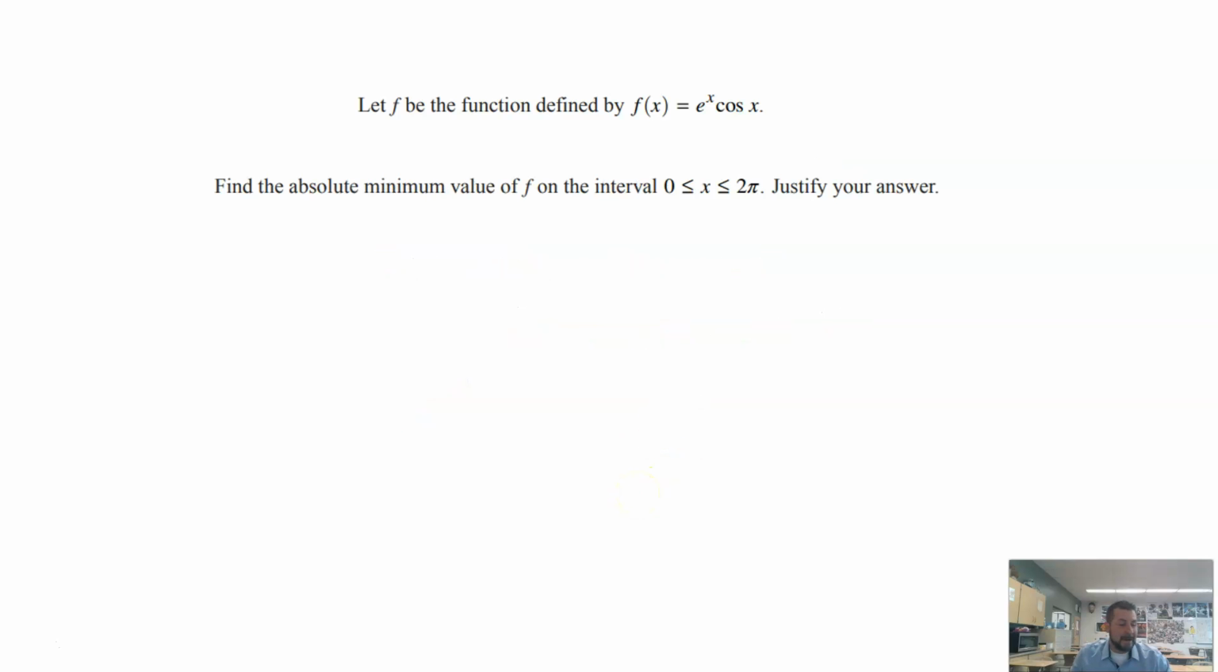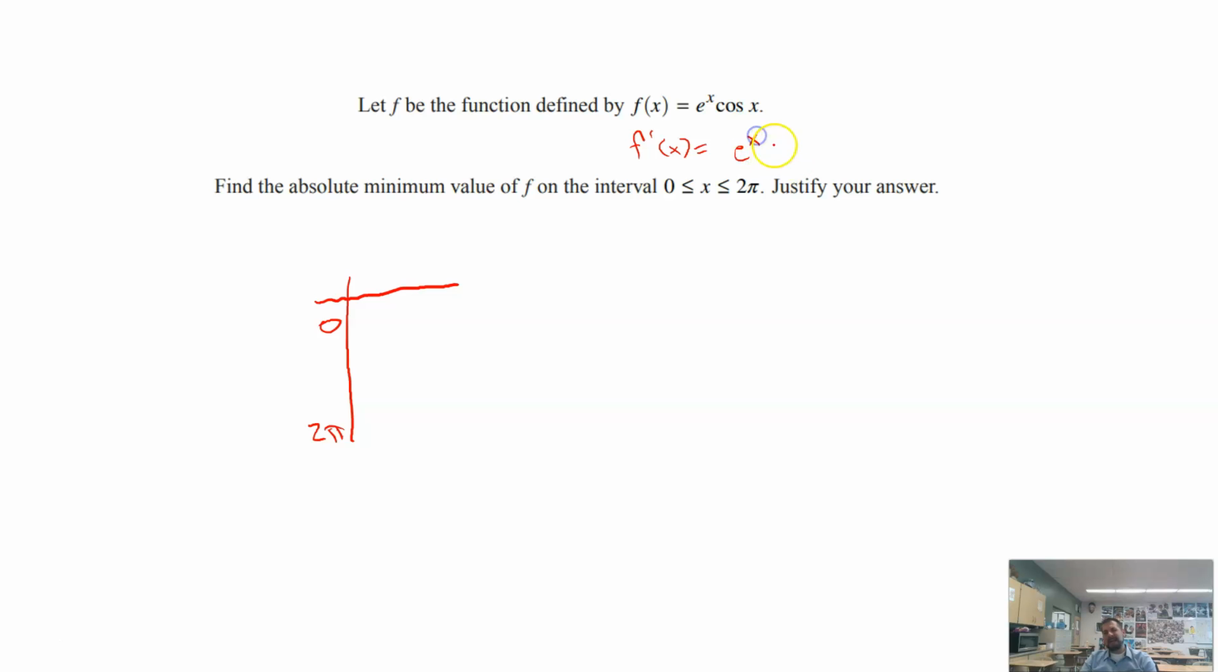Now this is the problem. When I saw this initially, I was like, holy cow, that is so difficult. Because I want to know what is the absolute minimum value on 0 to 2 pi of this function. So you're like, oh, okay, absolute minimum value, that's not that bad. I'm going to look at my start point and my end point. And then all of a sudden you're like, wait a minute, and this is where this gets difficult.